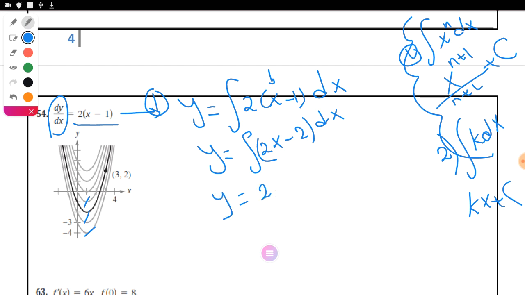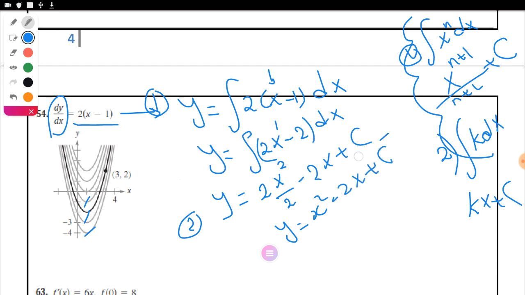Here 2 multiplied by x to the power 1 will be x to the power 2 over 2, minus 2x plus c. That is called the general solution, but I like to simplify it. That's the second step, how to integrate. I integrate here. Simplify, it will be y equals x to the power 2 minus 2x plus c. This is called the general solution.